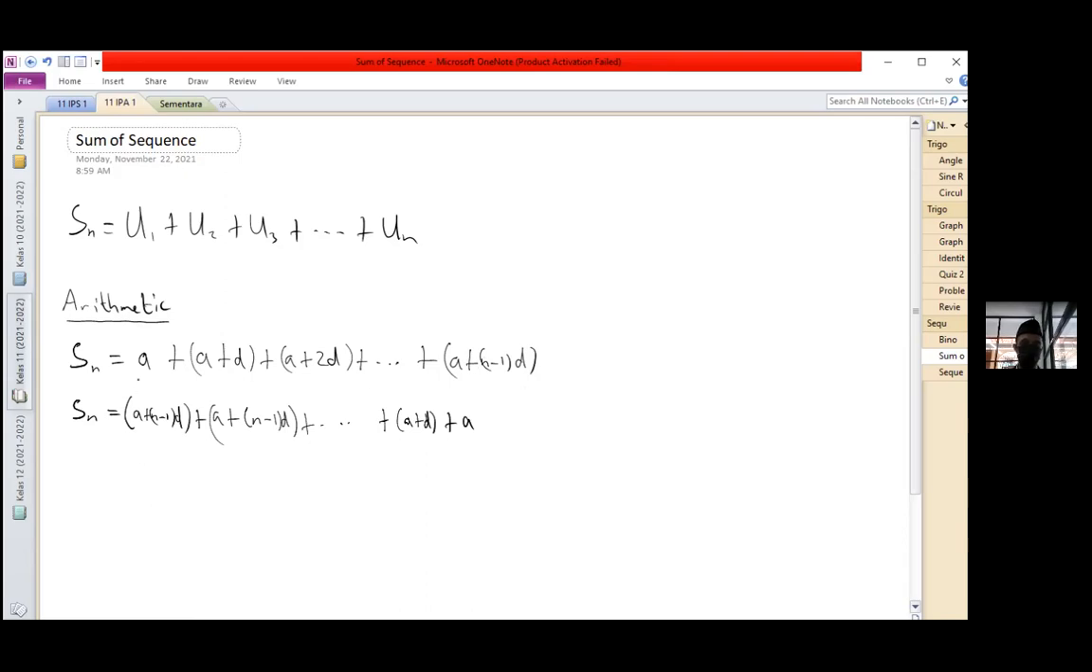As you can see, we don't change anything other than the order, so the sum should stay the same. So this is Sn, and this is Sn. Okay, actually let's just use some numbers so that you can get what I am doing right now.